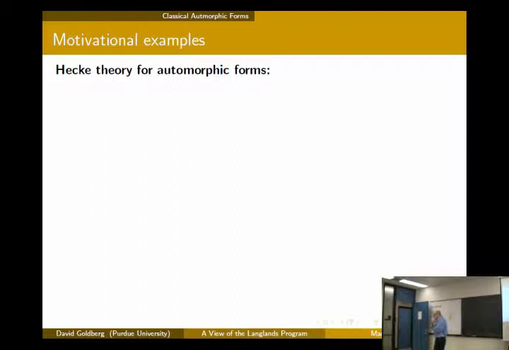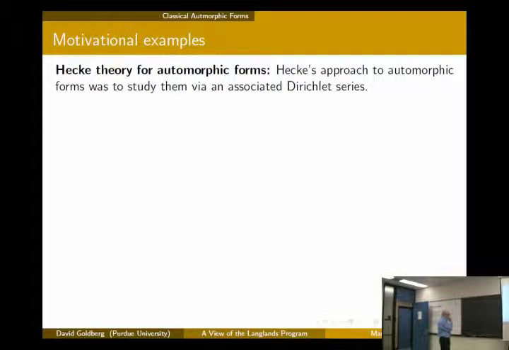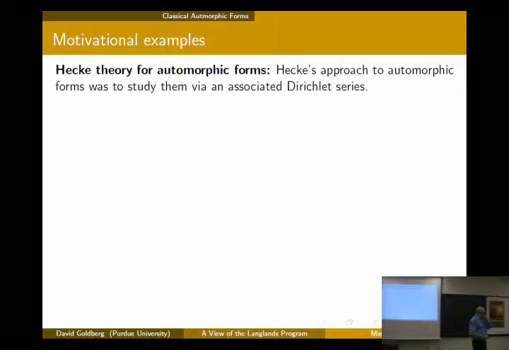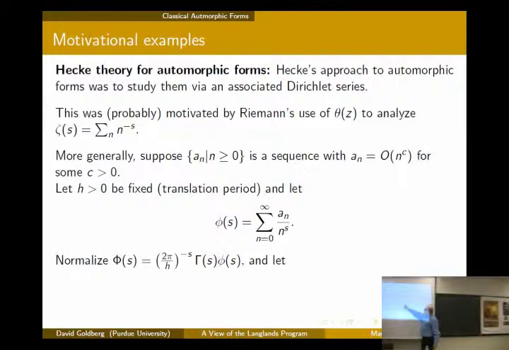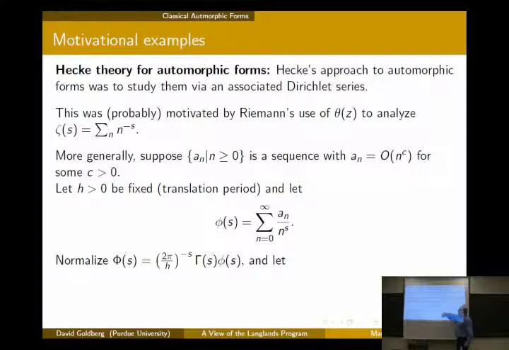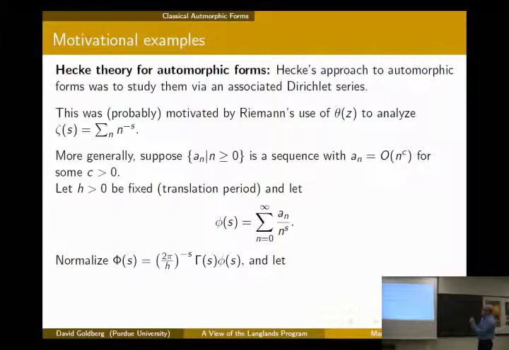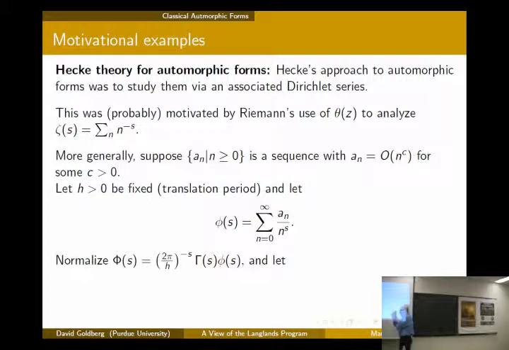Hecke wanted to approach these forms by associating to each form a certain Dirichlet series. A Dirichlet series is just a series of the form: some coefficients a_n over n to the s. So, for instance, when all the a_n are one, this is the Riemann zeta function. He was trying to generalize Riemann's use of the theta function to analyze the Riemann zeta function. I maybe should say a little bit more about that without saying too much about it.